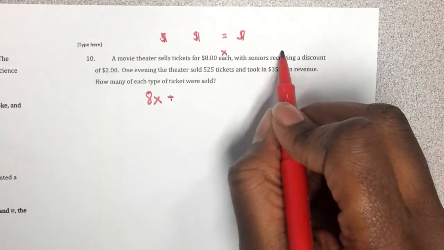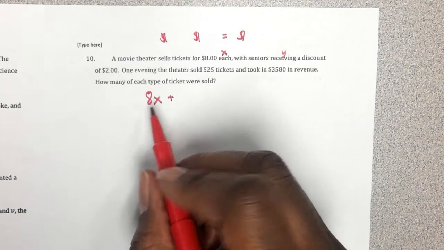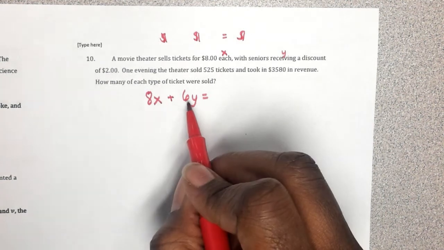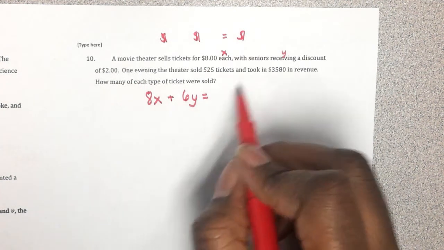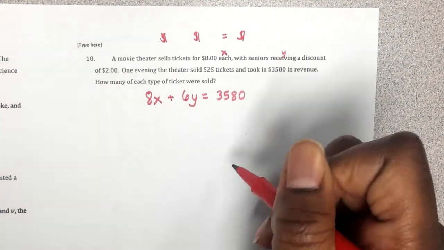No. The senior tickets are $2 off of this one. A discount means subtract 2. So that should be 6Y. And if this is money, what is the other number that represents my money? 3580.